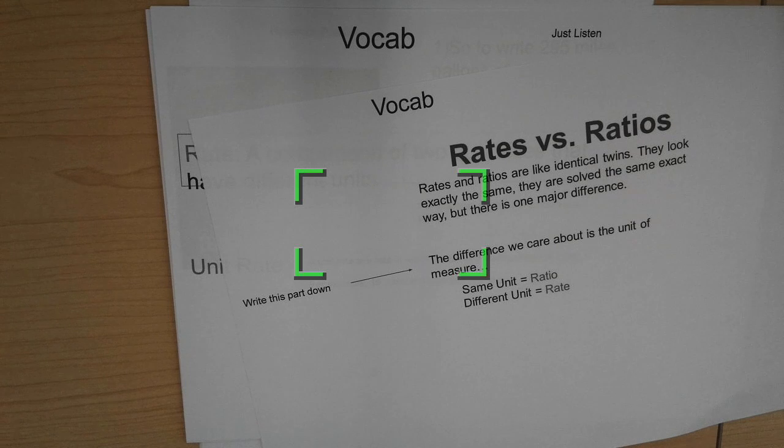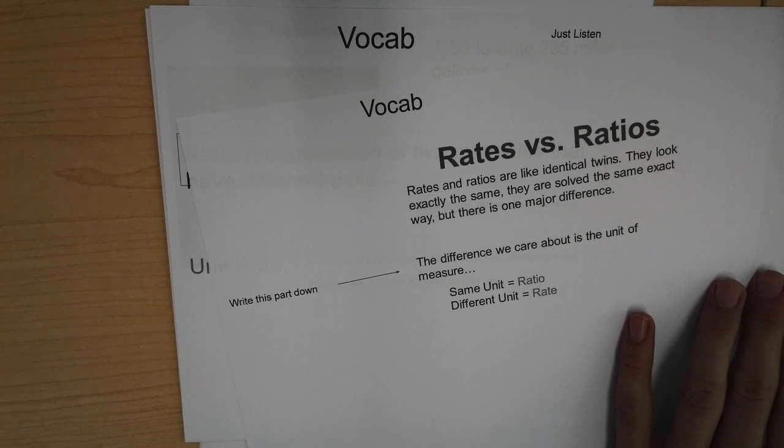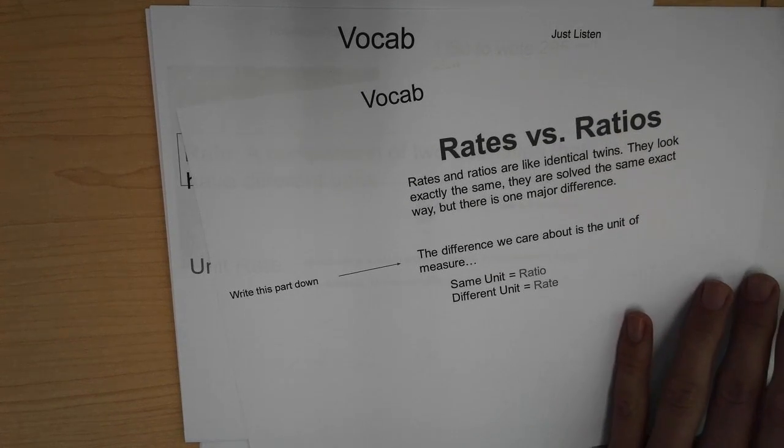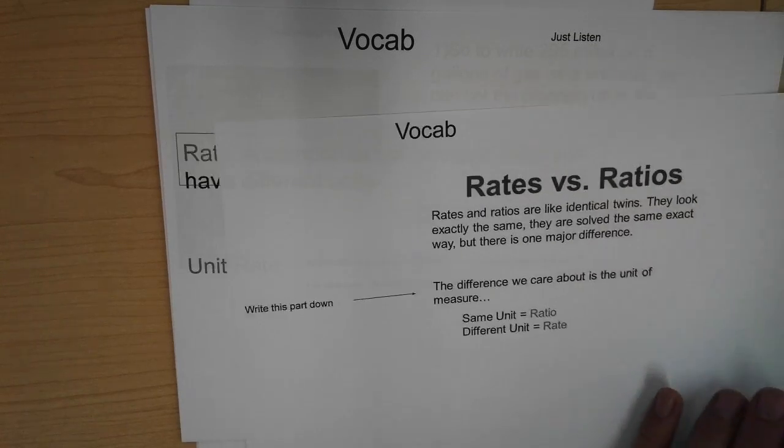Let's look at some vocabulary to start. Rates and ratios are like identical twins. They look exactly the same, they are solved the exact same way, but there is one difference. The difference is that ratios have the same unit, while rates have different units.